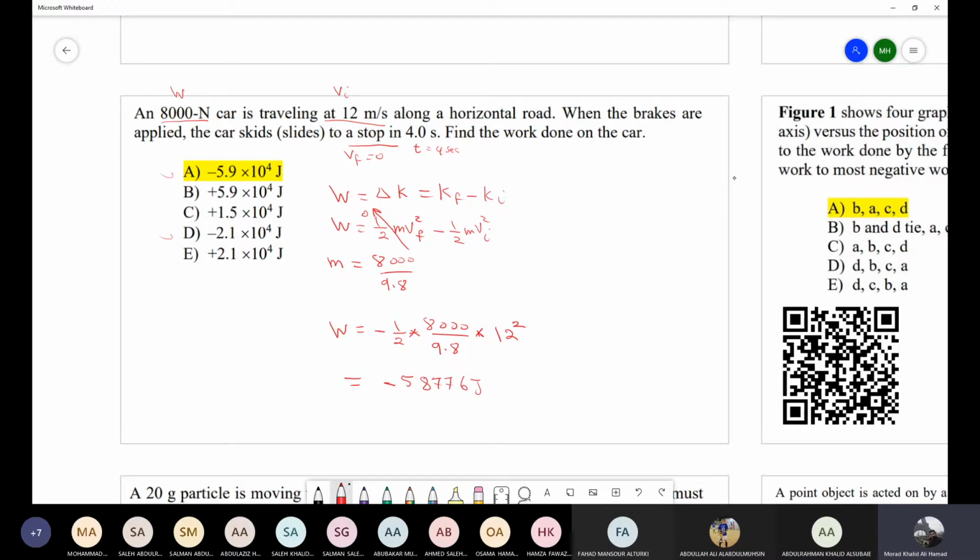What we can do, we can move the decimal point, the dot, up to here. So it will be equal to minus 5.8776 times 10 to the power 4 joule. You can just round it to minus 5.9 times 10 to the power 4 joule. Clear? Now the idea here was that I had the mass. That's it.